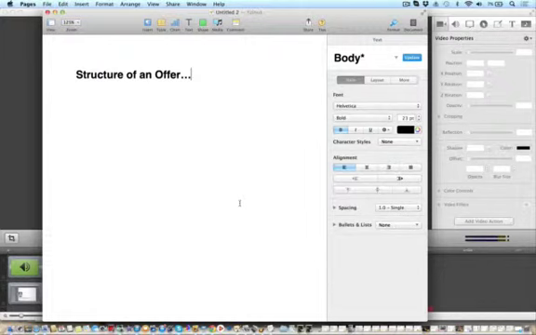I want to share with you a very simple and easy way to structure an offer. I get a lot of questions from my clients. This seems to be a really sticky area. How do you actually make an offer? Whether it's an online offer, a Facebook offer, a little post that you write on Facebook, or a video, there's a simple structure to follow. And my intention for this video is to share with you that structure.